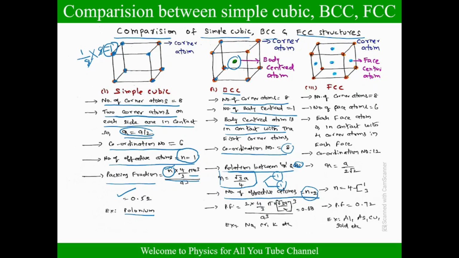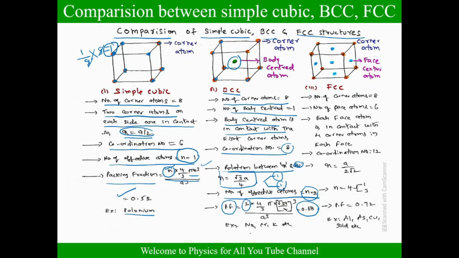Now we have to calculate the packing fraction. Packing fraction is equal to the total volume of atoms in the unit cell divided by the total volume of the unit cell. According to the definition, we write n into 4 by 3 pi r power 3 divided by a power 3. In that equation, substitute n equal to 2 and r equal to root 3 a divided by 4. By calculating this value, the packing fraction of the BCC structure is equal to 0.68.